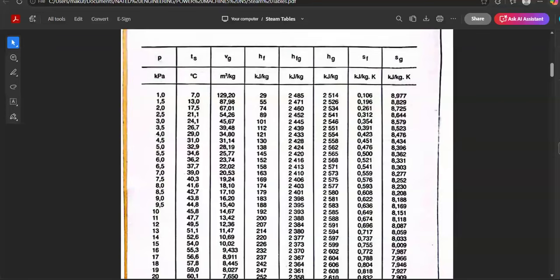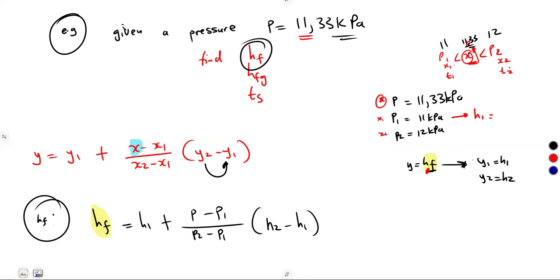So at 11 kilopascal from our steam table, the corresponding value of HF is 200. At 12, the corresponding value is 207, which is the maximum. So we need H1, which was 200. That's at 11, that's 200, in kilojoules per kilogram.